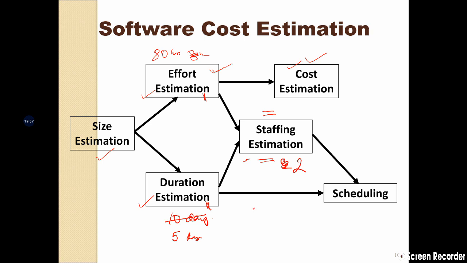So two people working for 8 hours a day means they are working 16 hours a day, and if they work for 5 days, I should be able to complete the project in 5 days. Depending on the effort and the duration set by the client, the staffing information is basically found out. How many people do I need? Do I need a team of 10 people, or is a team of 5 enough? So that's basically how things work out.